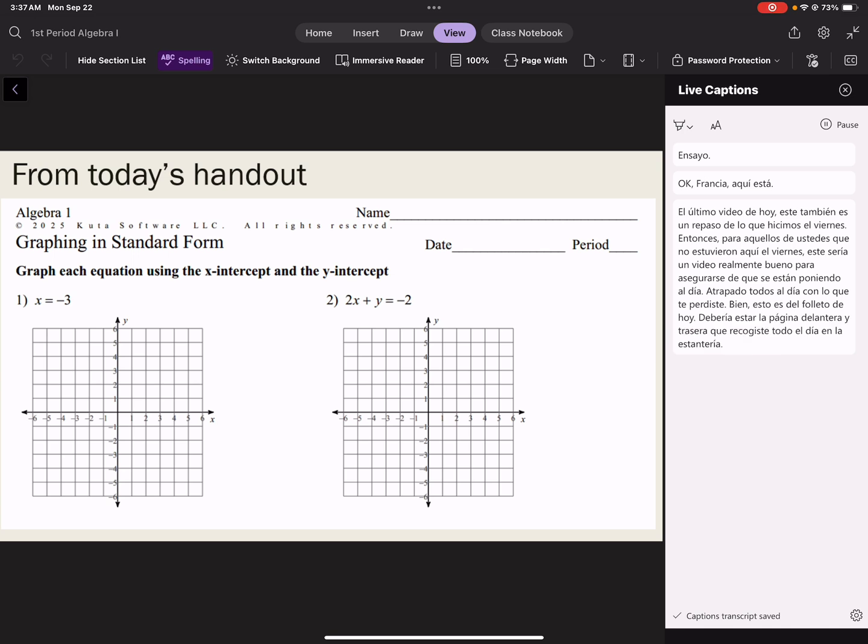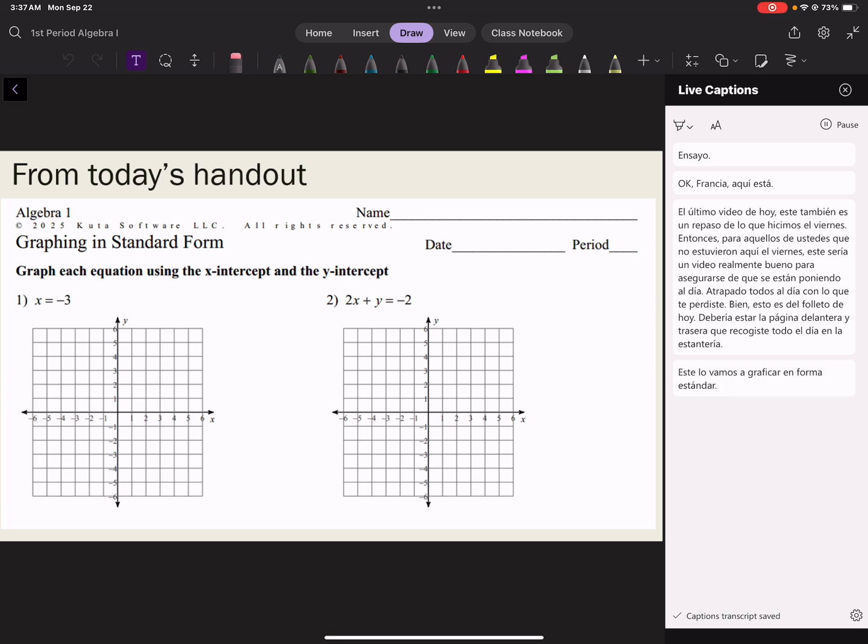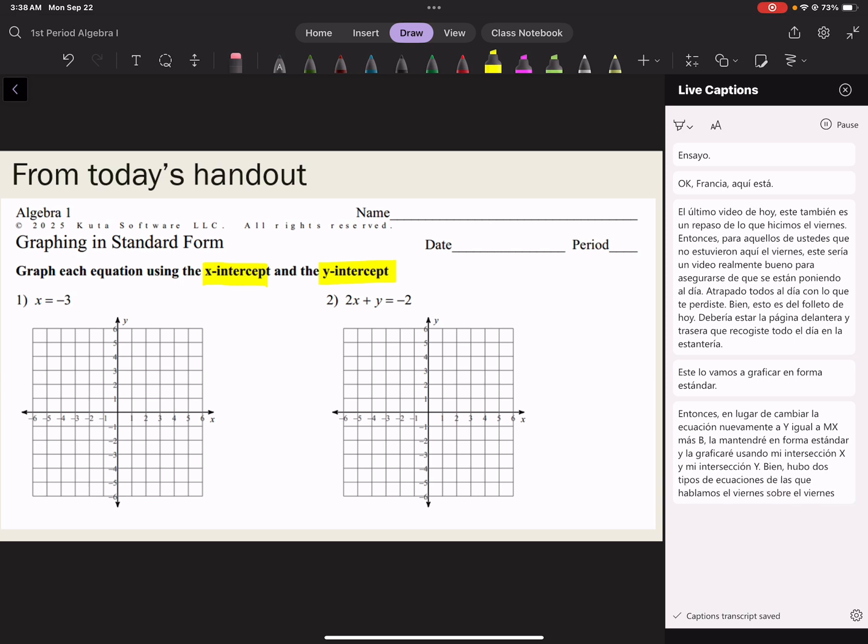This one, we're going to graph in standard form. So instead of changing the equation back into y equals mx plus b, I'm going to keep it in standard form, and I'm going to graph it using my x-intercept and my y-intercept. Okay? So there were two types of equation that we talked about on Friday. On Friday, we talked about when an equation is just a number. There's no x or no y, right? It's only one variable. The way we do that, instead of memorizing everything, is use what the equation gives us.